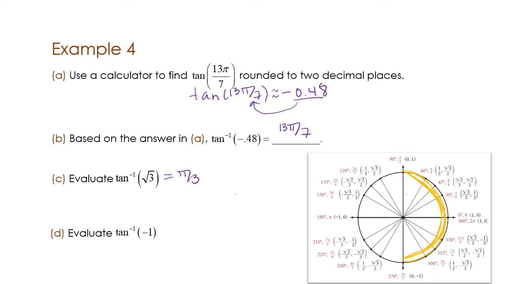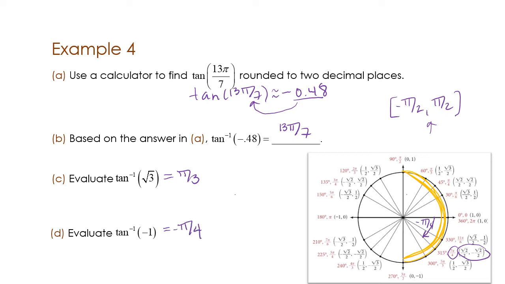Evaluate tan inverse of negative 1. So tan inverse of negative 1 is going to happen right here when you divide those two together. So that's at 7 pi over 4. But again, that's not in that range. We said the range is between negative pi over 2 and pi over 2. So I have to rewrite 7 pi over 4 as an angle in those restrictions. So I could rewrite that as negative pi over 4.